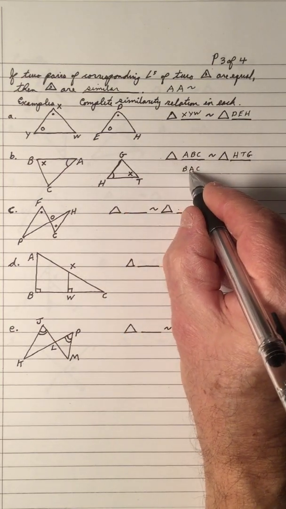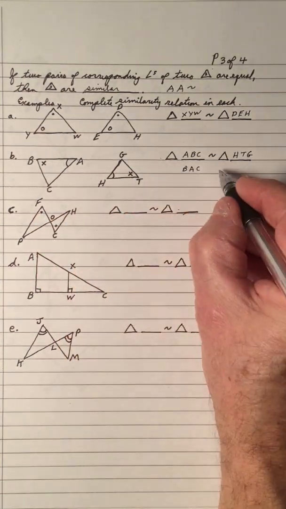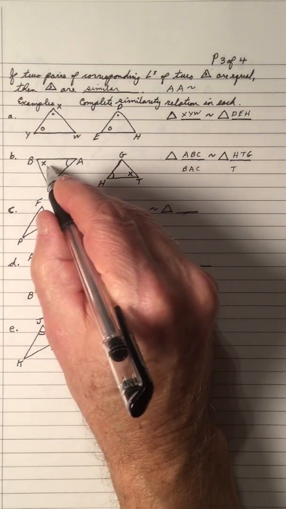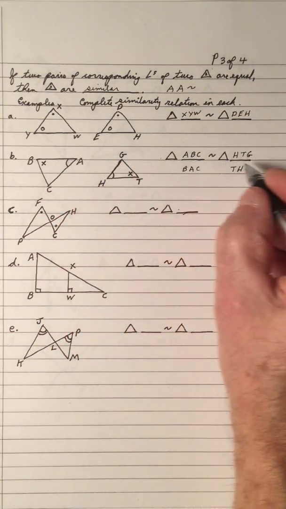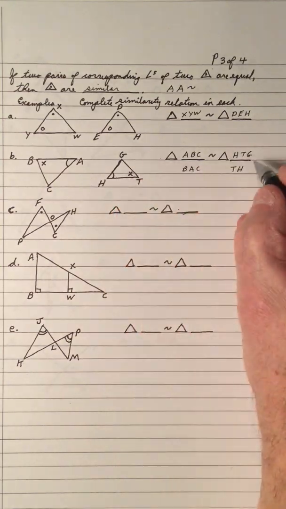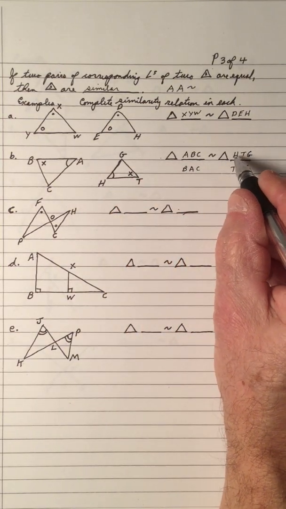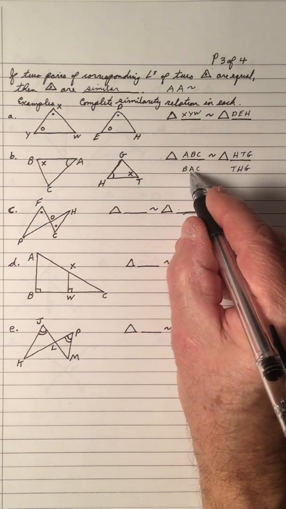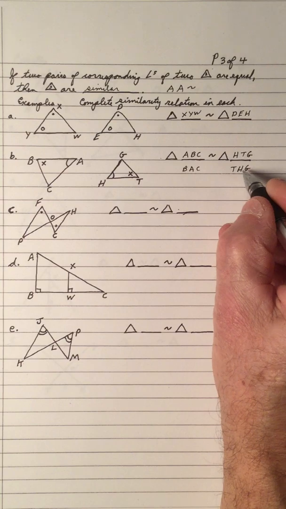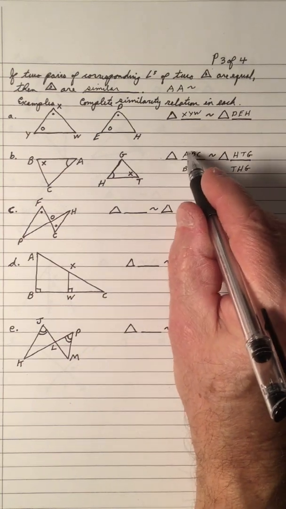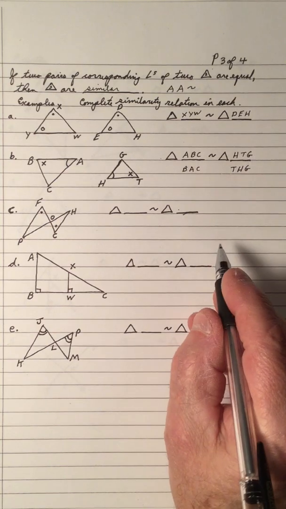If you did BAC, then you would have B going with T, A equal to H, and C going with the G. So it makes no difference if you go ABC is similar to HTG, or BAC is similar to THG. Your choice. Whatever you put here, then this has to match up.